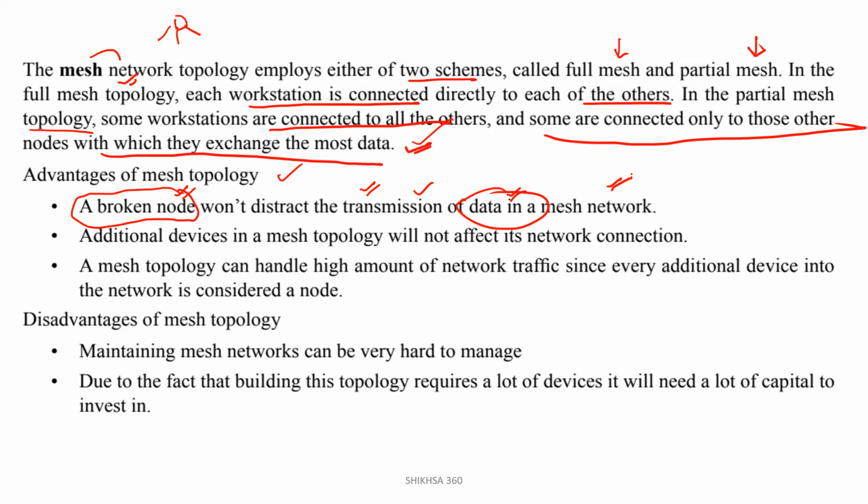Kindly understand all these points. If there is any broken node in the mesh topology, there will not be an issue, because all are interconnected with each other. Additional devices will not affect its network connection. And next, it can handle a high amount of network traffic, since every additional device in the network is considered a node.